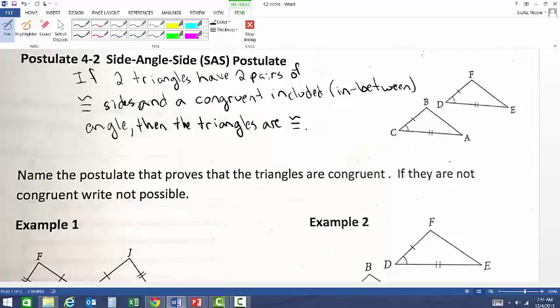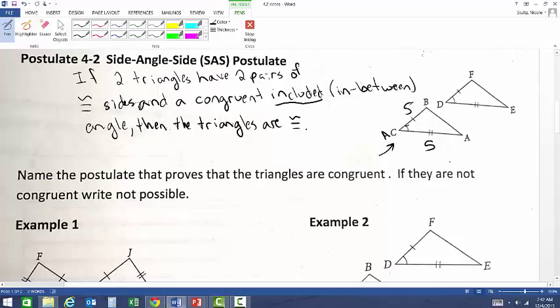All right, let me start by defining included. That's probably new to you. If you look over here, let's look at triangle BCA. You can see a side marking and another side marking. And where those two sides come together, which is right here, there is an angle marking. So this angle is included between these sides. This angle is the middle of these two sides.